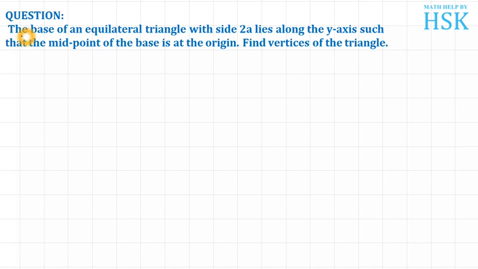The question is: the base of an equilateral triangle with side 2a lies along the y-axis such that the midpoint of the base is at the origin. Find the vertices of the triangle. Okay, now to solve the question, first of all I draw coordinate axes.